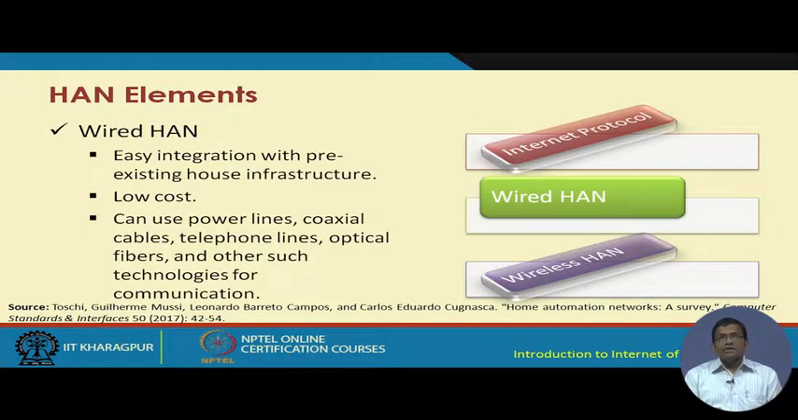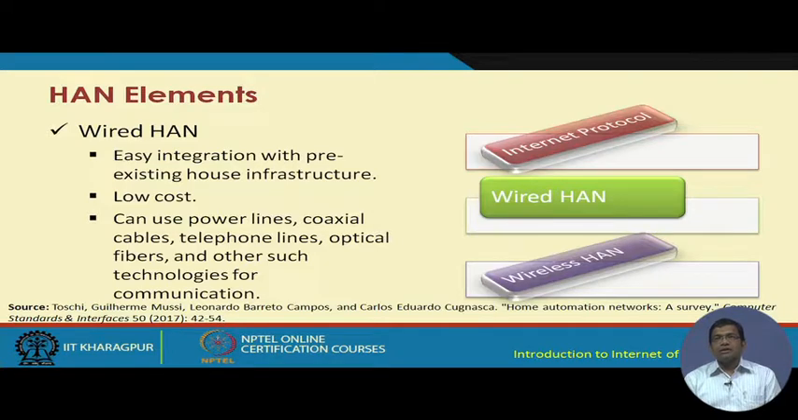The next one is the wired home area network. So, this basically enables easy integration with pre-existing house infrastructure like existing telephony systems, existing cables, cable television cables and so on. So, easy integration is possible with the help of this. It is low cost because you do not need additional wiring, additional infrastructure; with the help of these existing systems it can be done. And this is cheaper, but at the same time it has different limitations.